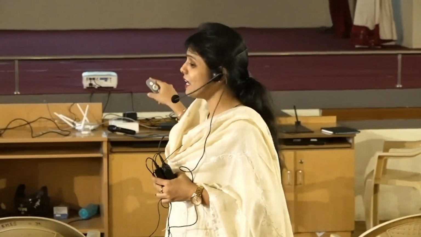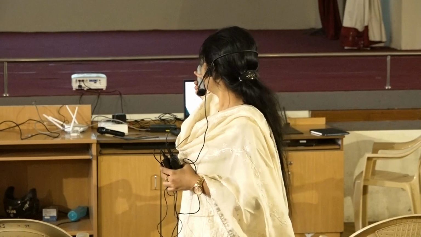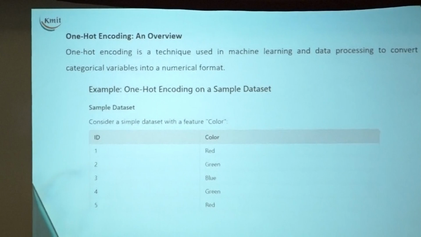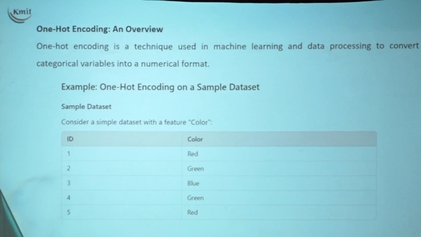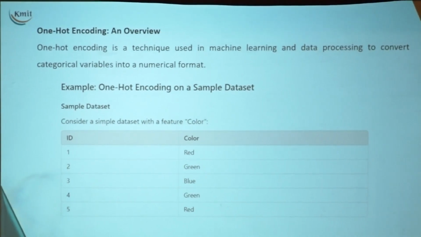What are we doing here? We are converting the target variable, that is the output variable, into one hot encoded format. Look at this example. What is the data set that you see here? You have 2 columns. The first column is ID. The second column is color. Now how many different types of colors do I have? I have 3: red, green and blue. I have 5 instances, but I have 3 classes.